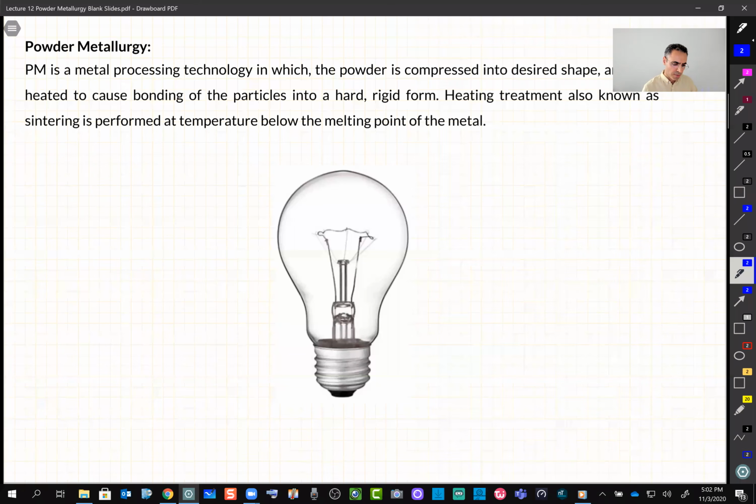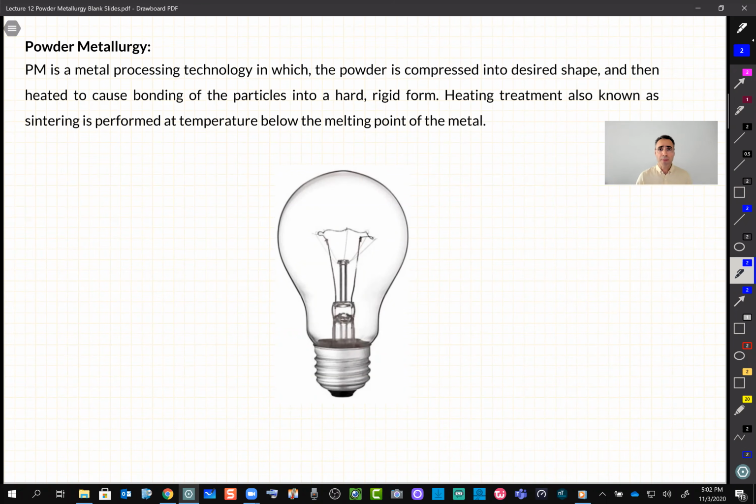I guess I need to maybe move my camera a little bit here, right? Okay, so a simple definition of powder metallurgy is a process in which, first of all, we work with powder. We compress powder into a desired shape, all right? And then we heat it, but we don't melt the powder. We heat it, and there is a process which we call sintering. It's just different terminology which you need to know.